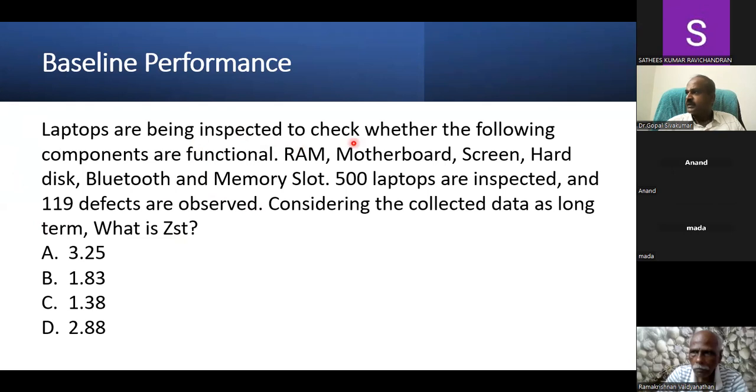Laptops are being inspected to check whether the following components are functional: RAM, motherboard, screen, hard disk, Bluetooth, and memory slot. I think we have done this problem already, right? No, but this is a similar problem. 1, 2, 3, 4, 5, and 6. Opportunities for error is 6. How many laptops inspected? 500. How many defects reported? 190.